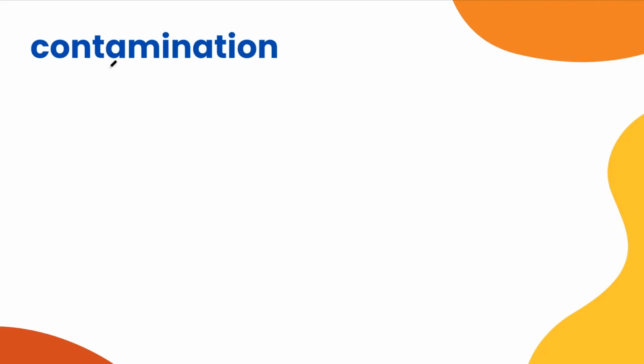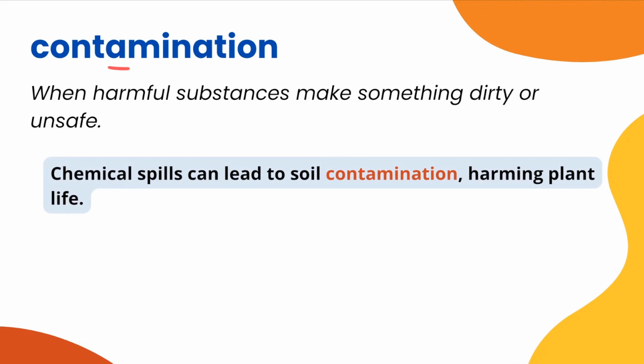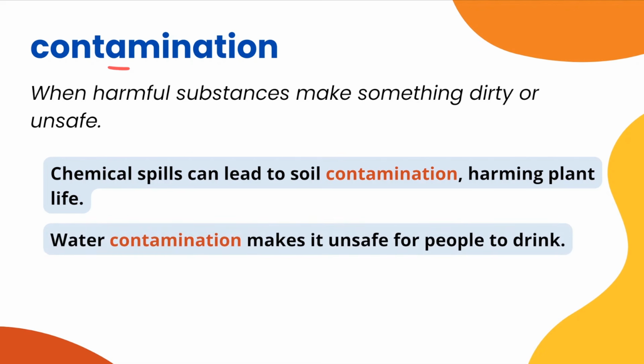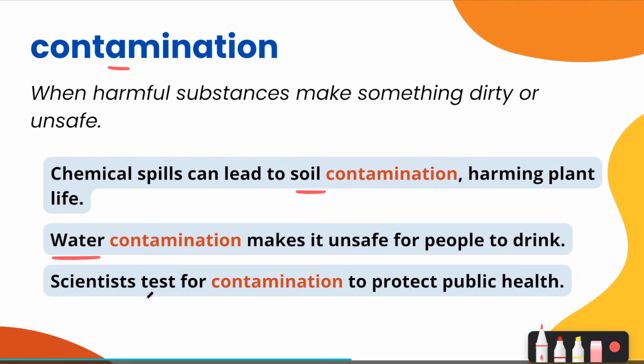Contamination. This is when harmful substances make something dirty or unsafe, or simply polluted. Chemical spills can lead to soil contamination, harming plant life. Water contamination makes it unsafe for people to drink. Scientists test for contamination to protect public health. So soil contamination, water contamination are very common collocations, and you can test for contamination as well.